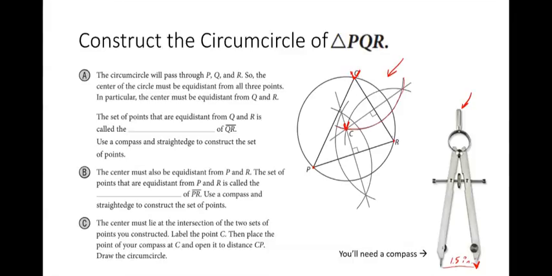Then I want you to put the pointy end of your compass on point R, and with the same radius, 1.5 inches, draw your second arc. It should look something like this. Now, with the straight edge, you're going to draw a line. This line right here.